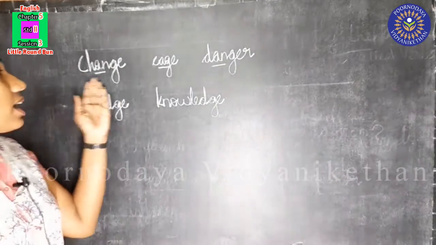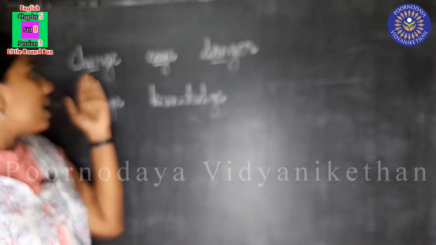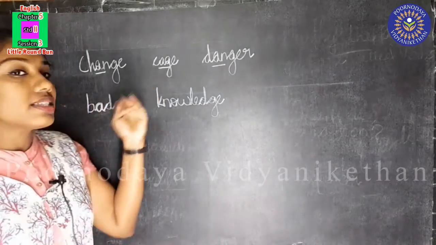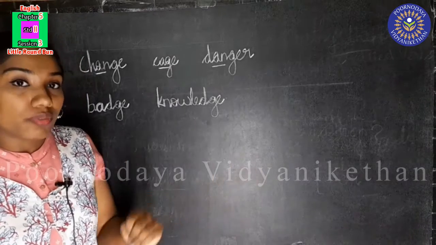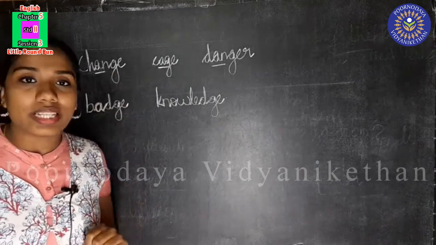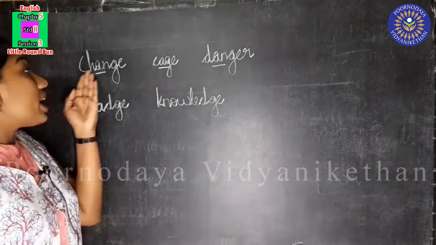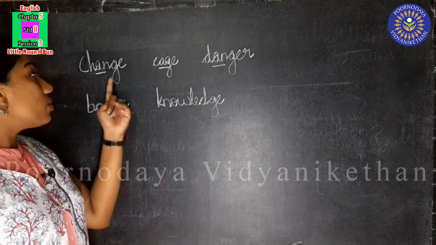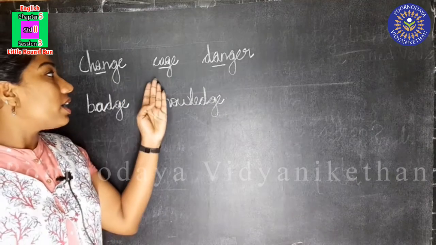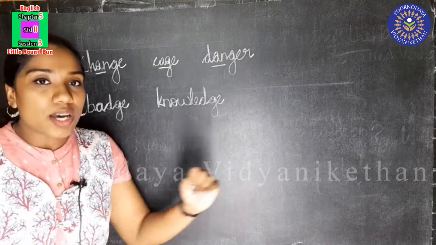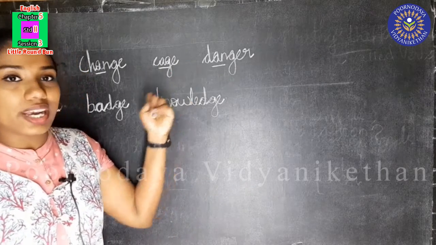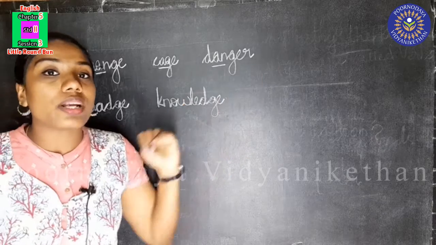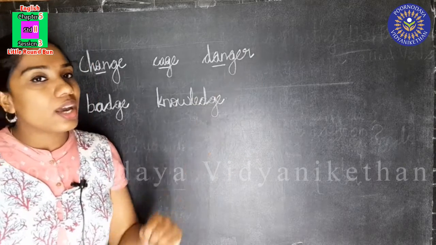When there is a long vowel sound at the end of the word, we can use GE. Did you understand? When there is a long vowel sound at the end of the word, we can use GE with that word. Change. Here, the A sound is long, so we can use GE with this word. Cage. Here, the A sound is long, so we can use GE with this word. And here, danger. Here also, the A sound is long, so we can use GE with this word.